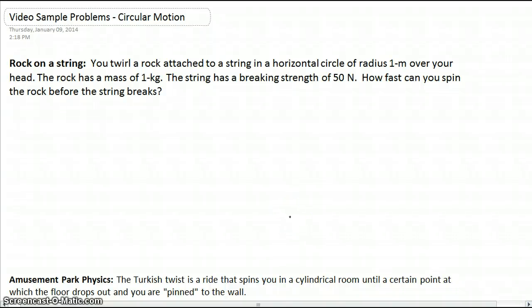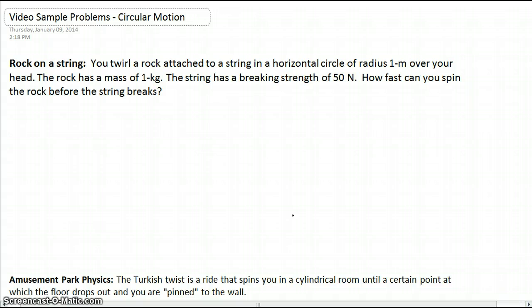Alright, hi everybody. This is a video to do some circular motion problems, some sample problems, so you can go back and review some of these. Some of these are harder than others. Some of these we've seen in class, so you might find them pretty familiar. But let's take a look at some of these.